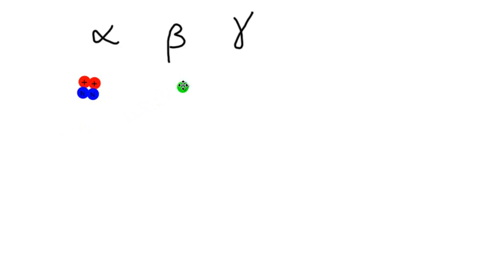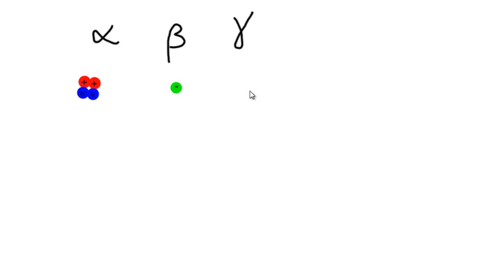Beta particles are made of one high energy, high speed electron. Note that this electron did not come from the electrons that orbit an atom, rather it has come from the nucleus due to a neutron turning into a proton within the nucleus as part of the beta decay, and that releases an electron from the nucleus.